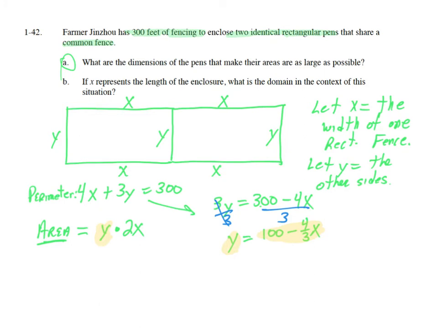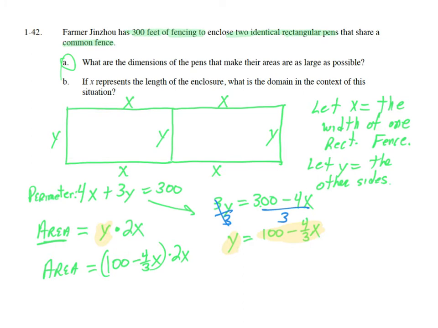And we get the area has to equal 100 minus 4/3 x times 2x.